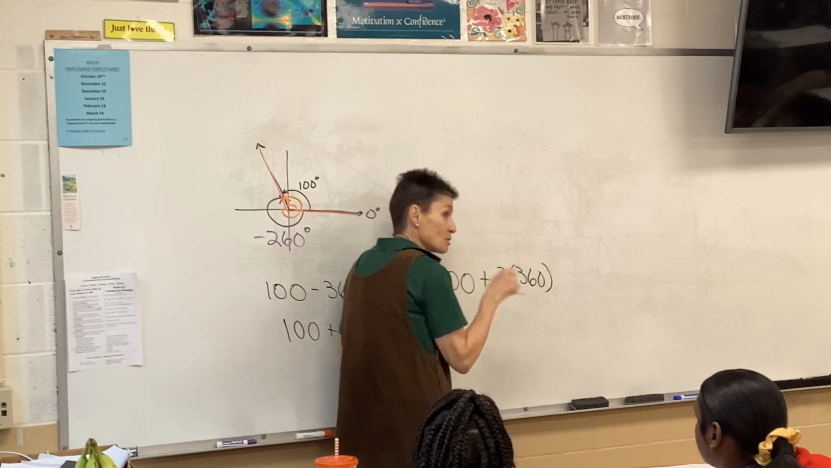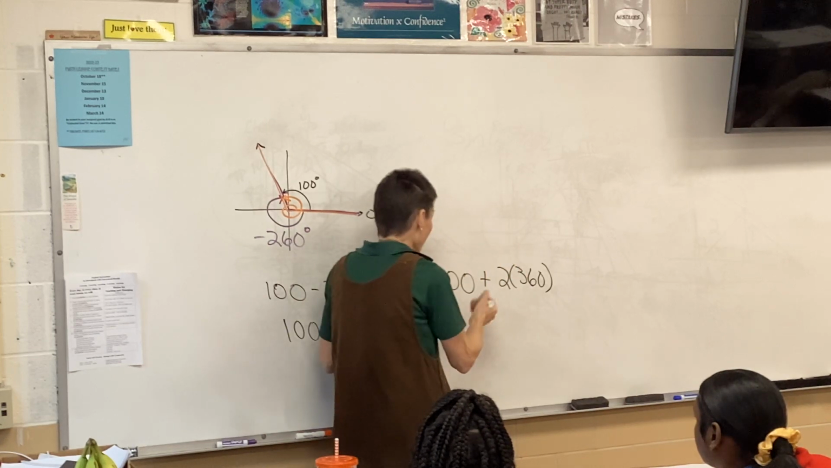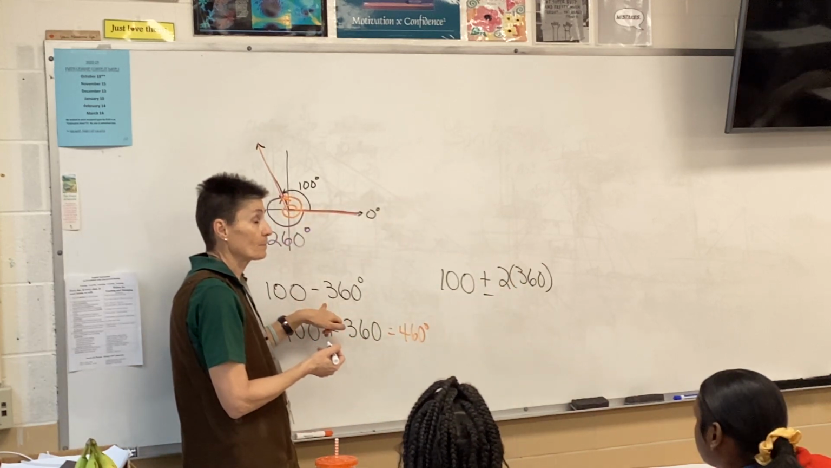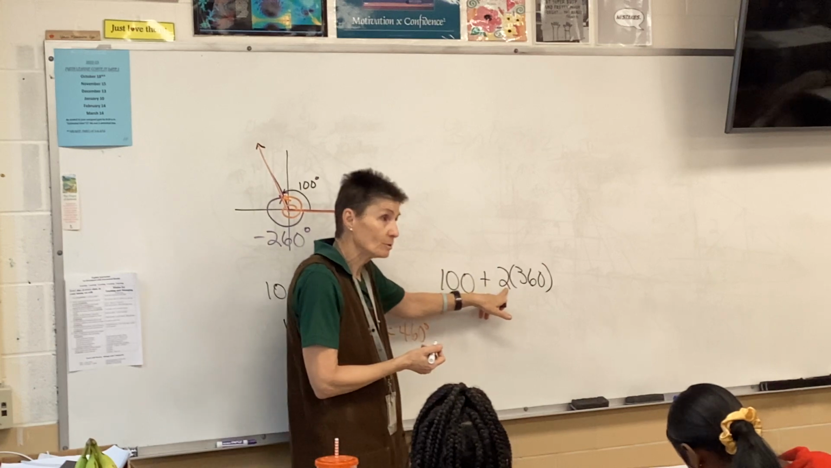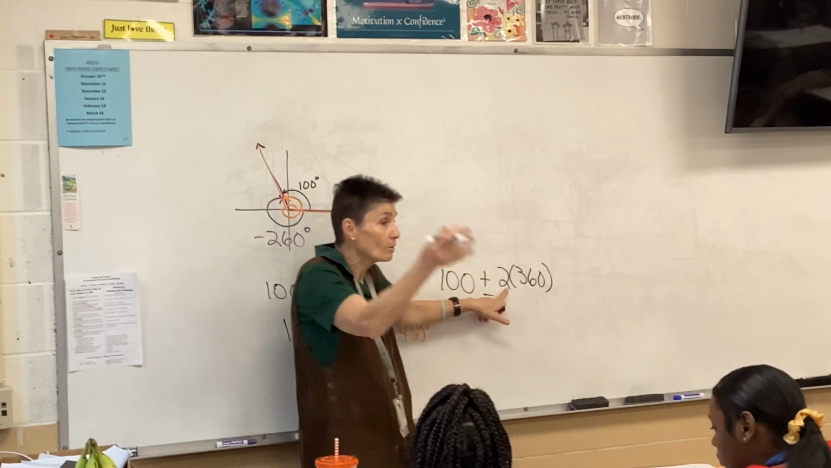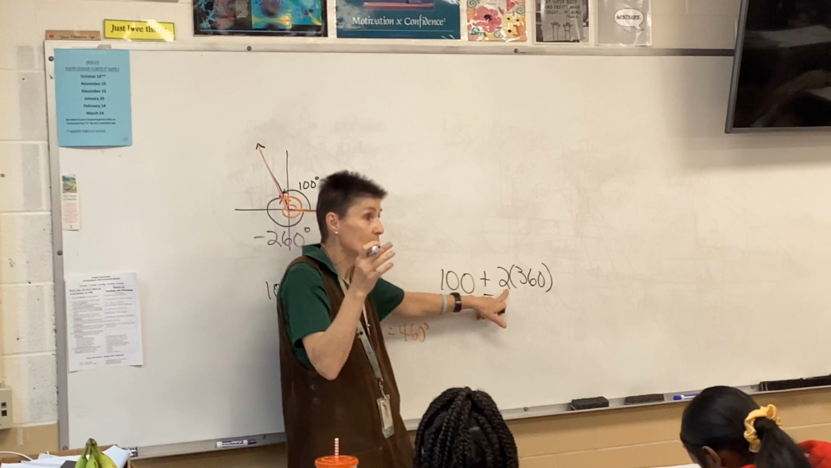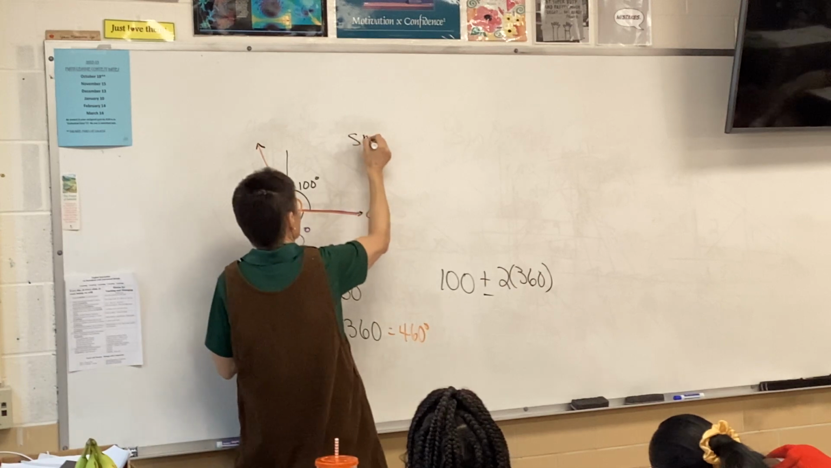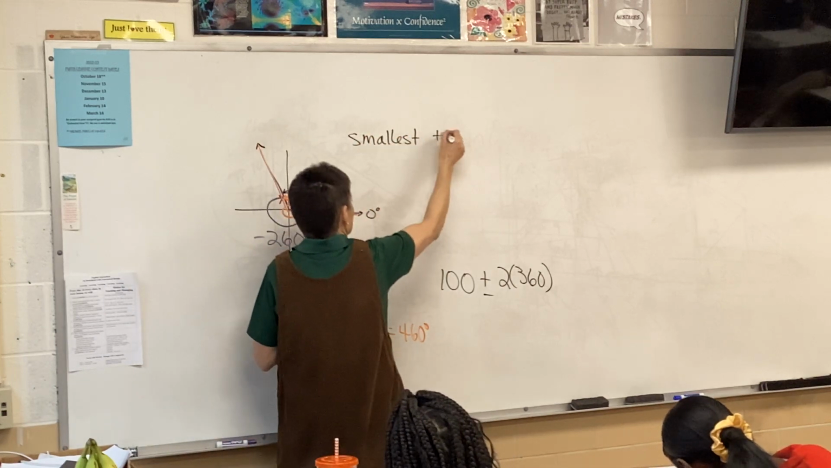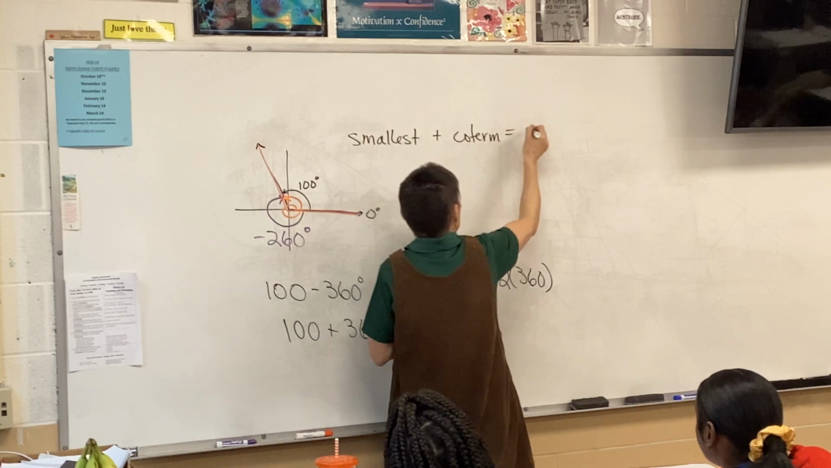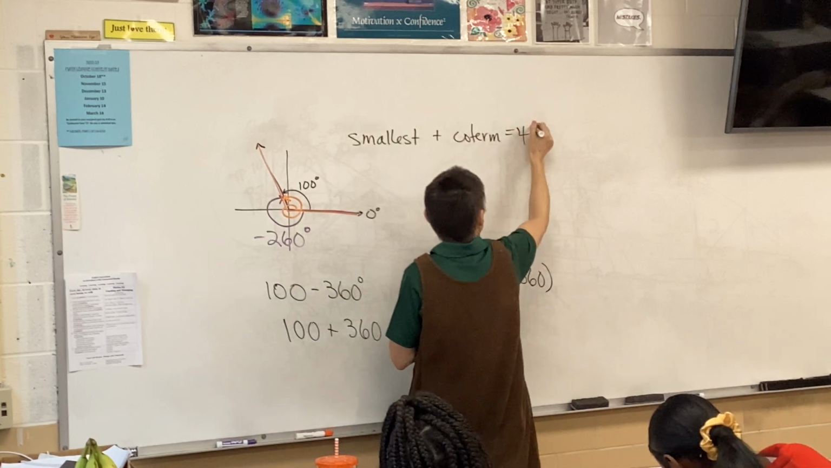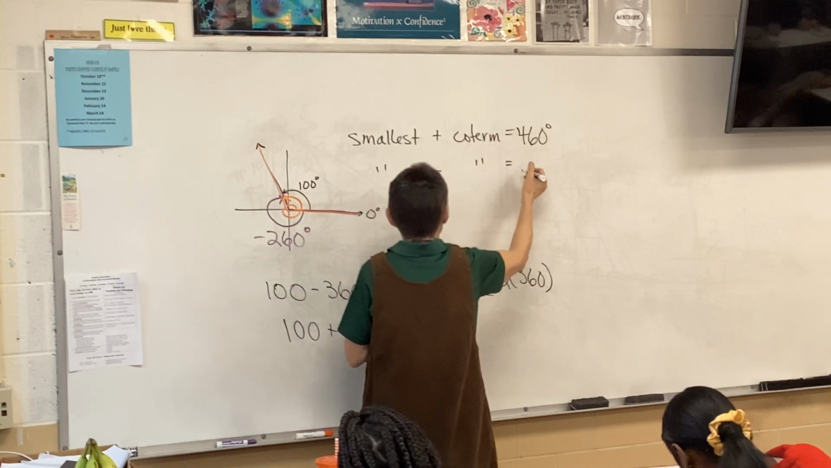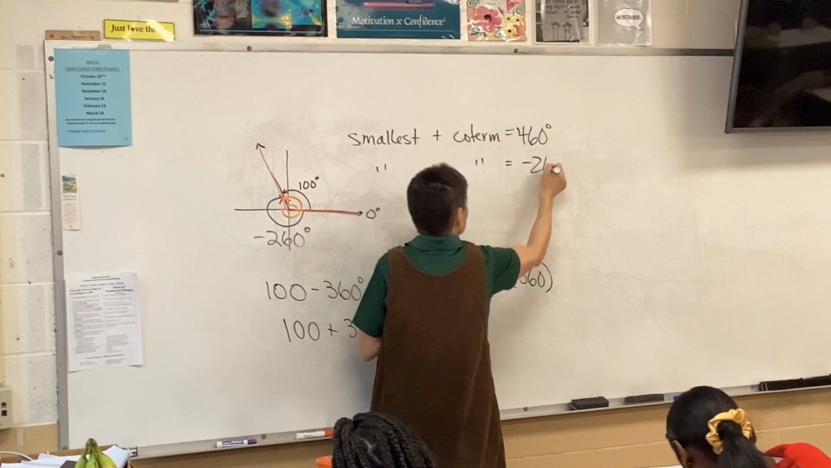So spin, spin, and then 100. Or I could subtract also, right? Like Robbie did. And that wouldn't have to be a 2. That could be a 3 or 4 or a 10 or whatever I wanted it to be, right? So, the smallest positive coterminal angle is 460. The smallest negative coterminal angle is negative 260.